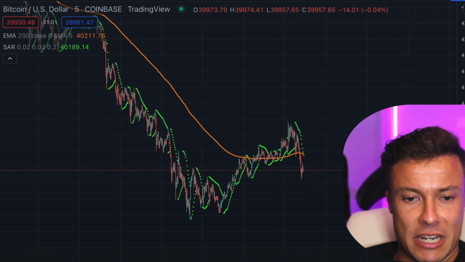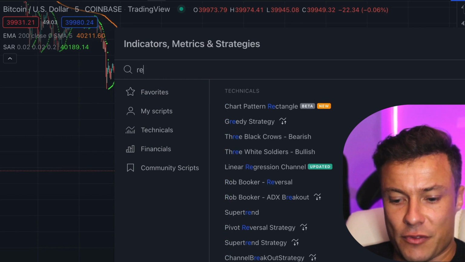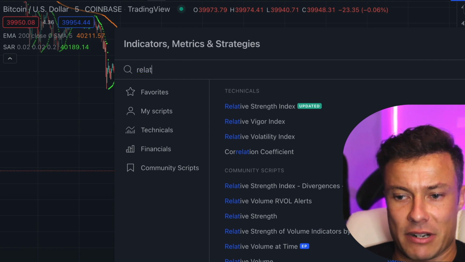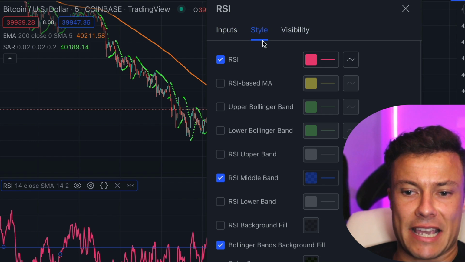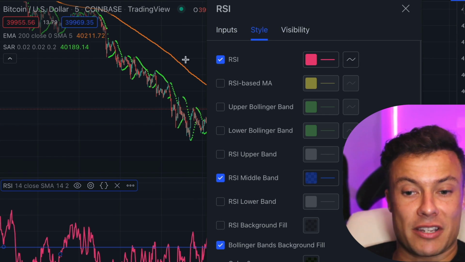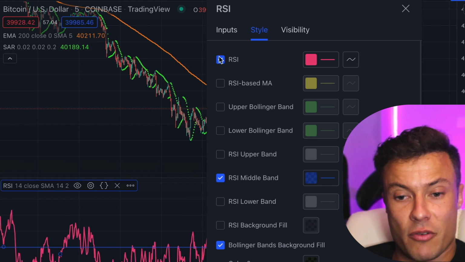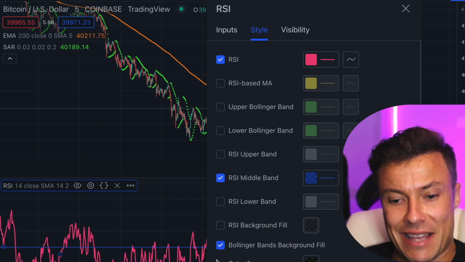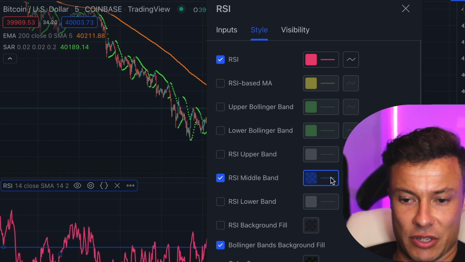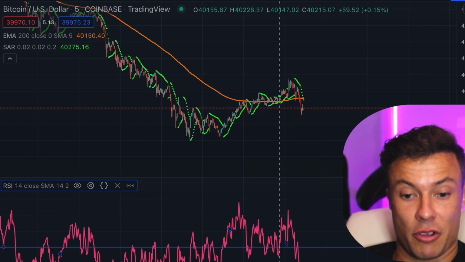Now, next one we need is the RSI, which you can see I've got on here. But all you need to do, guys, search for relative strength index. And you can see it's the top one here where it says updated relative strength index. And going down to this, guys, again, just click on the style and perhaps change it to a color. All you need to do, guys, go onto the RSI. You need to remove all of these settings so that we only got 3 settings showing. One being RSI middle band, and the last one being Bollinger Band background fill. Change it to bright colors so that you can see very nice and clearly what you are looking for, and then you're good to go.